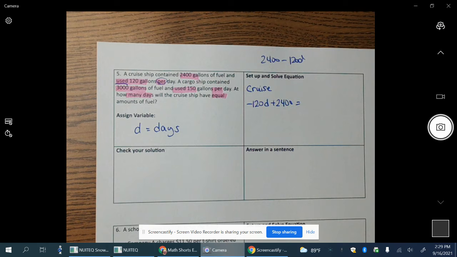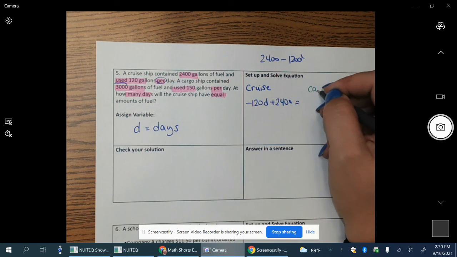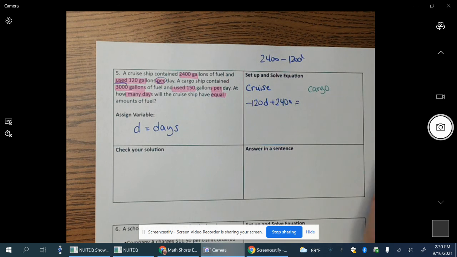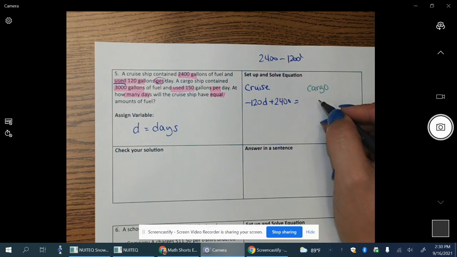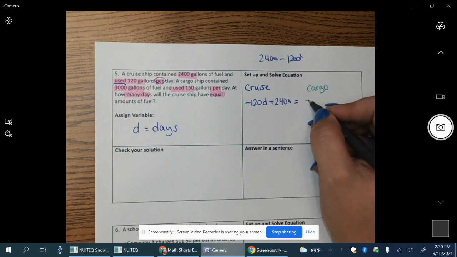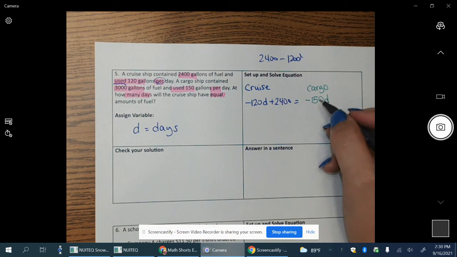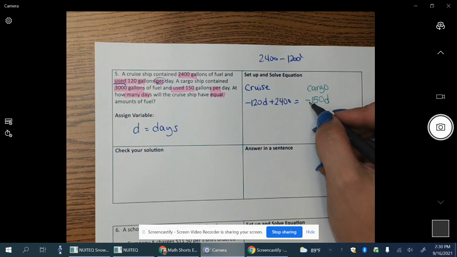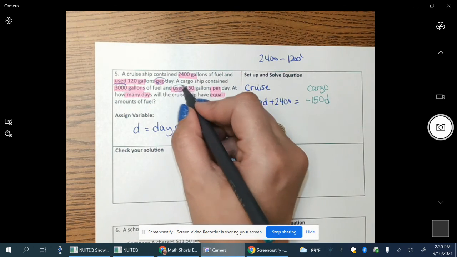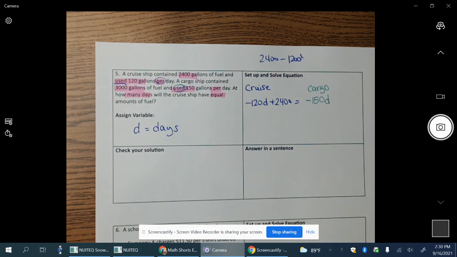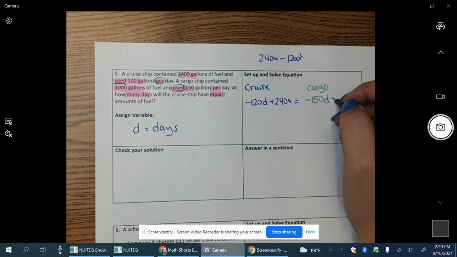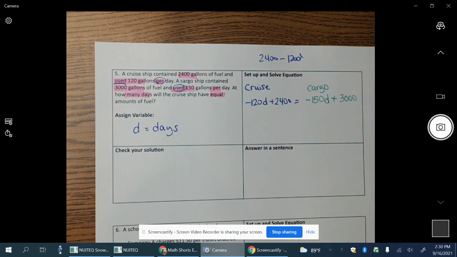All right, a cargo ship. Not quite as fun, but definitely more practical and more necessary. What is its rate? Its rate is 150. What kind of 150? D. What else? Negative. Why is it negative? Because we're using it. We're taking it away. And what did we start with? You start with 3,000. Okay.